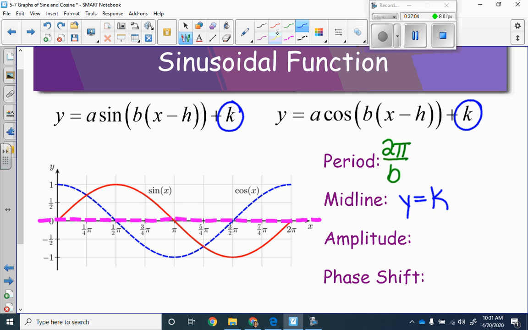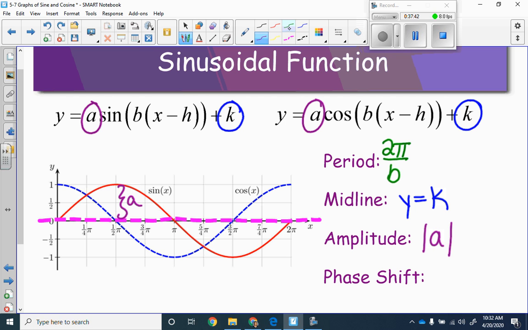Your amplitude is affected by your value of a. And a is telling you what you're doing for your vertical stretch or compression. Your amplitude is always a positive number. If there was a negative number there, then there is some sort of reflection taking place, but that doesn't matter with the amplitude. The amplitude is always a positive number. It's telling you the distance from your midline to your maximum values, and that's why I put the absolute value in there.